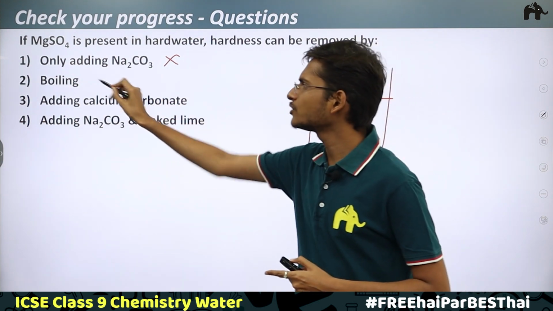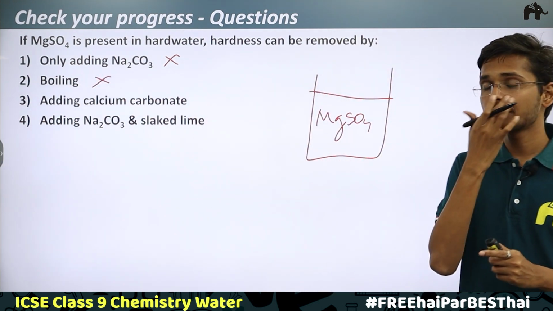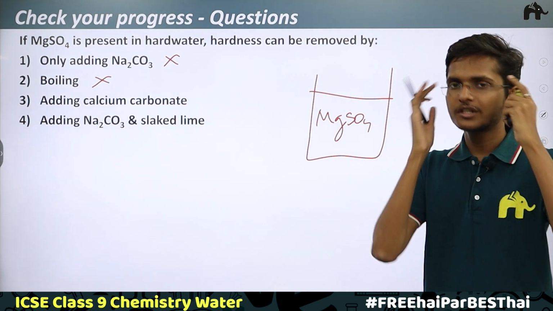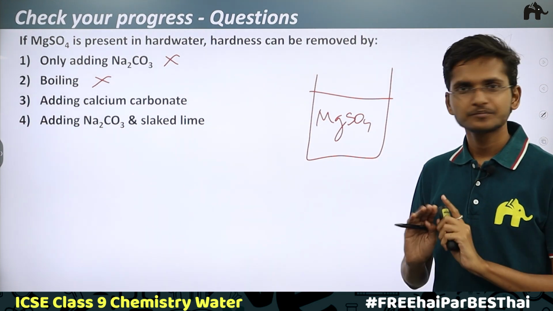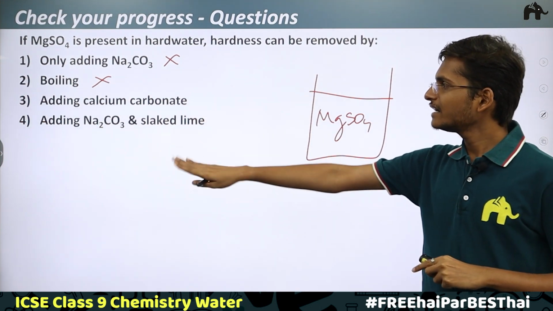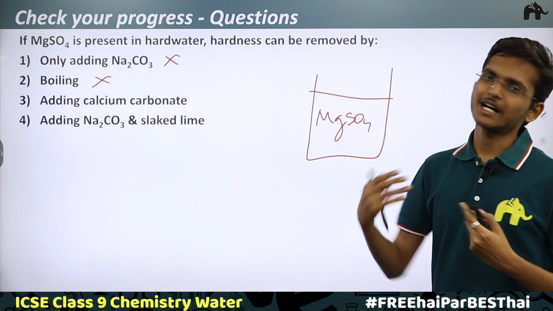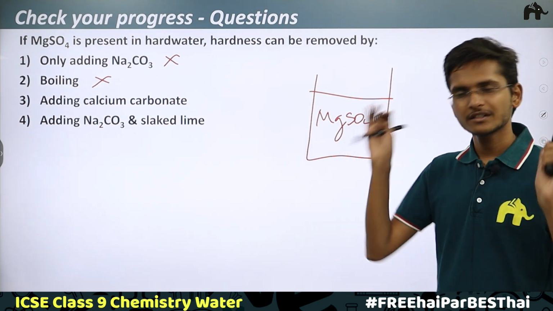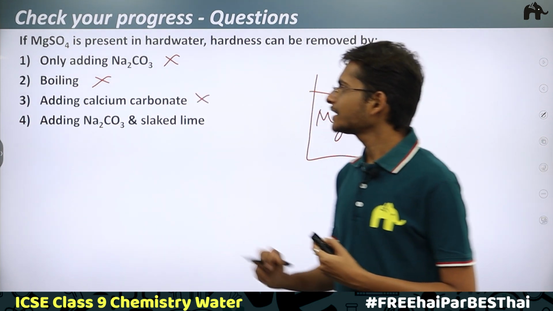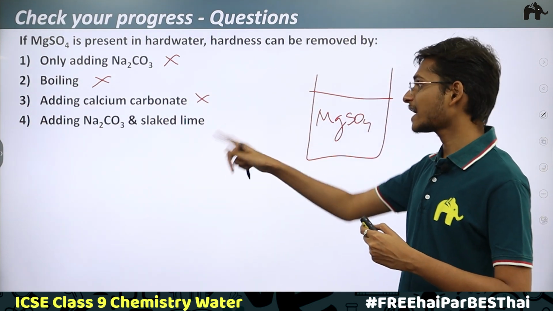Let's see if it is present in the options. Second is boiling. Absolutely no. Boiling doesn't remove magnesium sulfate. Boiling doesn't remove permanent hardness. Put this in your brain, very clear: boiling only removes temporary hardness. Next, adding calcium carbonate, CaCO3, again the same thing, it would just remain as it is in the water. Nothing would happen. And then lastly, adding sodium carbonate and slaked lime.